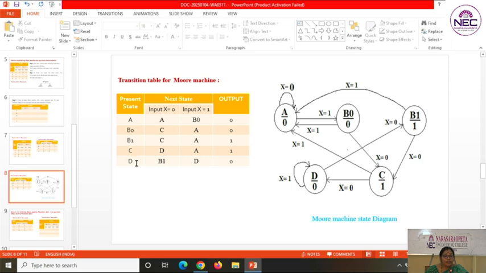Finally, in the D state, if the input x is equal to 0, the D state goes to the B1 state. If the input x is equal to 1, the D state goes to the same state. This is the Moore state diagram.